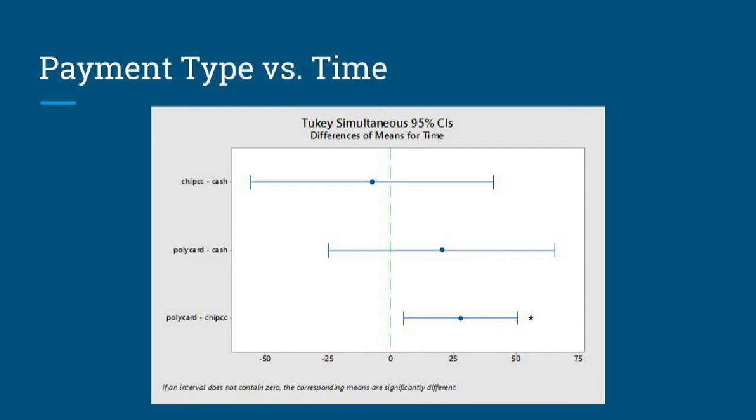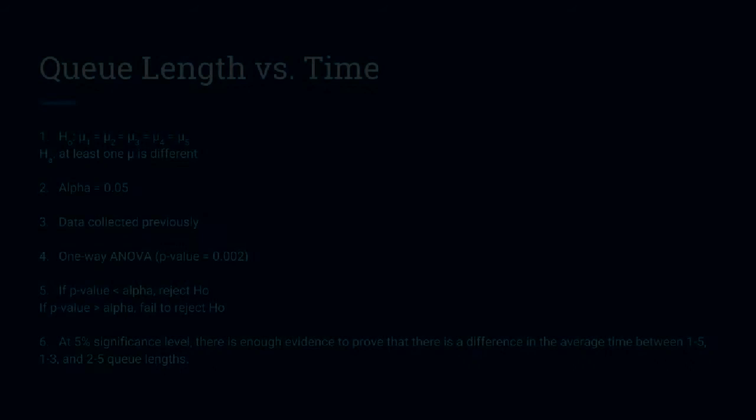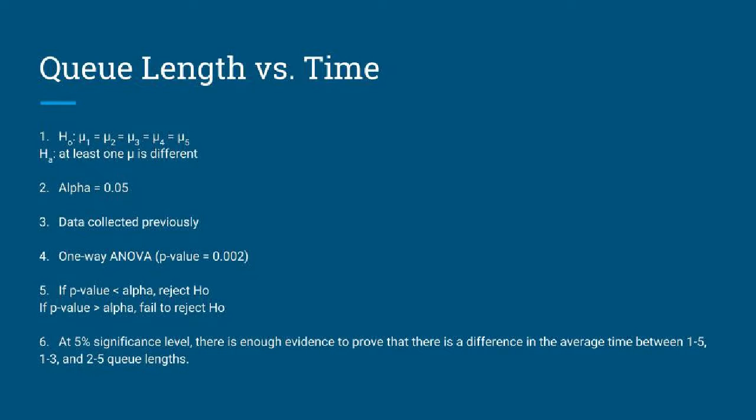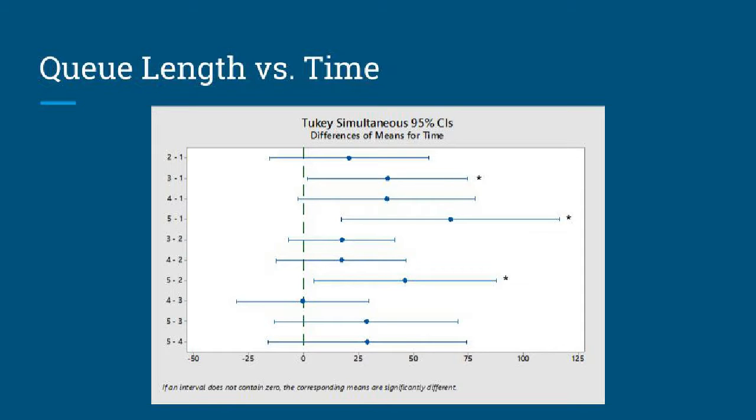At a 5% significance level, there is enough evidence to prove that there is a difference in the average payment time between paying with your polycard or paying with a chip. Polycard was significantly faster. Our null hypothesis is that the average payment time for queue lengths 1, 2, 3, 4, and 5 are all equal to each other. Our alternative hypothesis is that at least one average payment time for any queue length is different. At a 5% significance level, there is enough evidence to prove that there is a difference in the average payment time between a 1 and 5, 1 and 3, and 2 and 5 queue lengths.